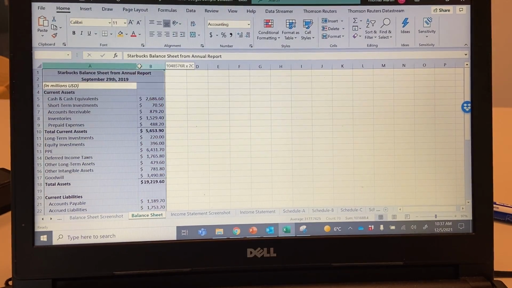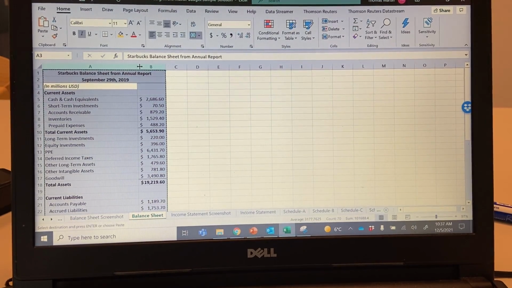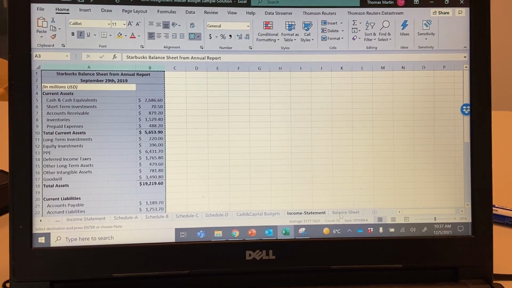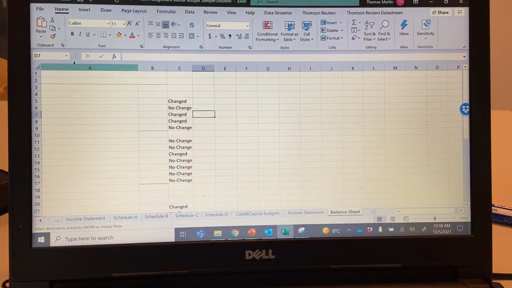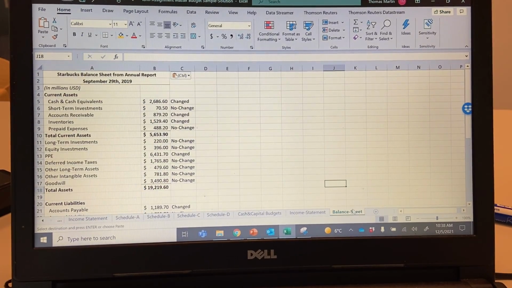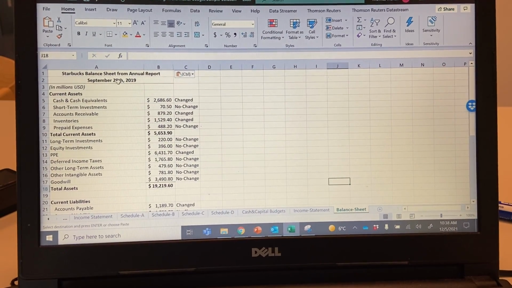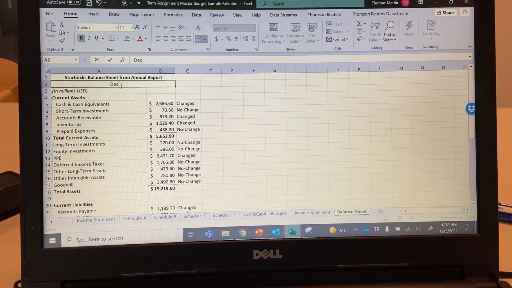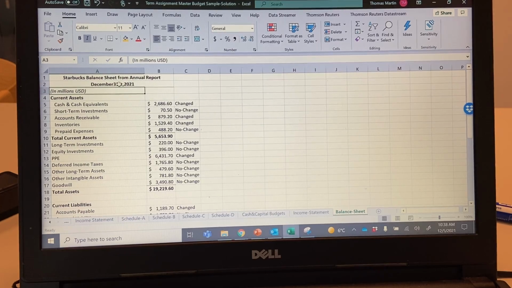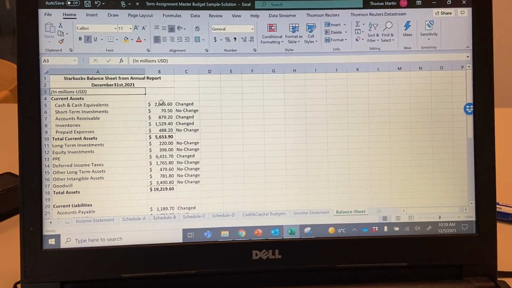So what I'm going to do is just copy these two columns, copy, and I'm going to paste this on this page. I'm now going to make the budgeted balance sheet. Okay, so this is now for December 31st, 2021. So here's my 3-month budgeted balance sheet. But we have to make changes.